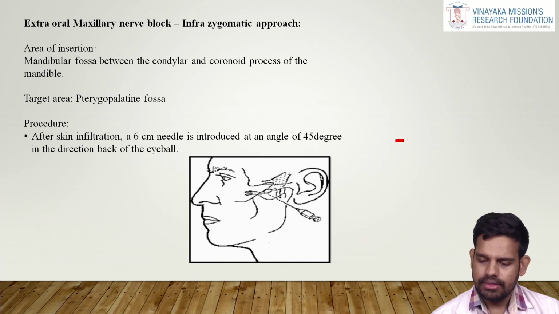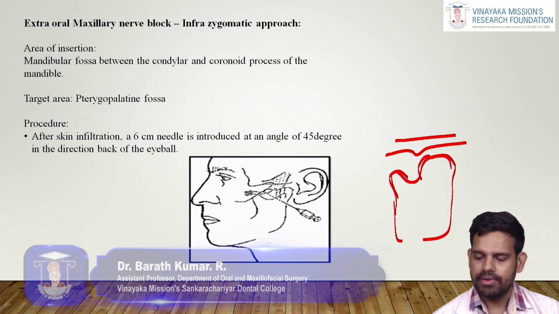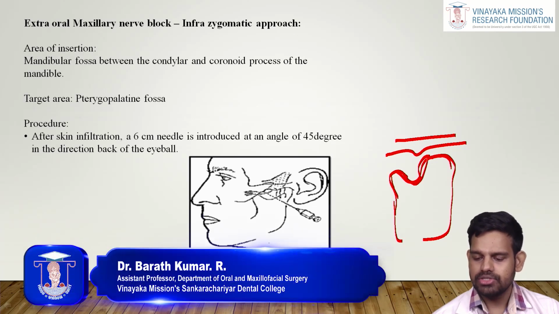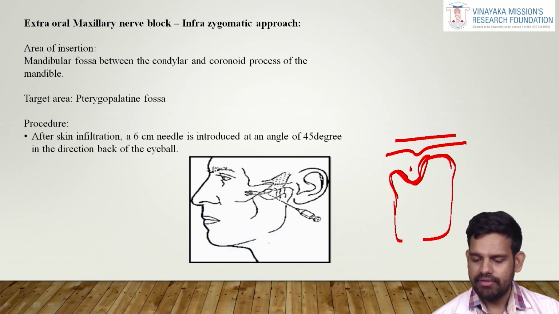So this is the zygomatic bone. This is the condyle of the mandible. This is the coronoid process of the mandible. This is the mandibular notch or sigmoid notch. Our area of interest is here, between the two processes, into the sigmoid notch below the zygomatic bone. This is the area of insertion.